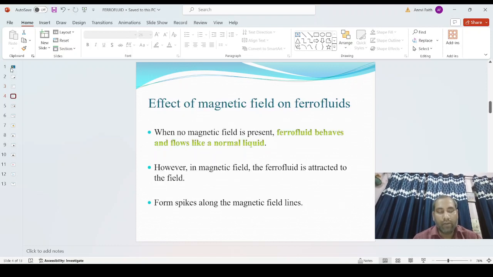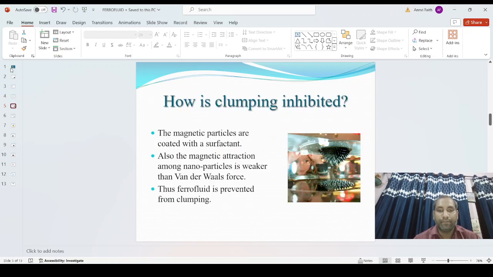So, the effect of magnetic field on ferrofluids. In the absence of a magnetic field, the ferrofluid behaves like a normal liquid. However, in the presence of a magnetic field, the ferrofluid is attracted in the direction of the field and forms spikes along the magnetic line of force direction.